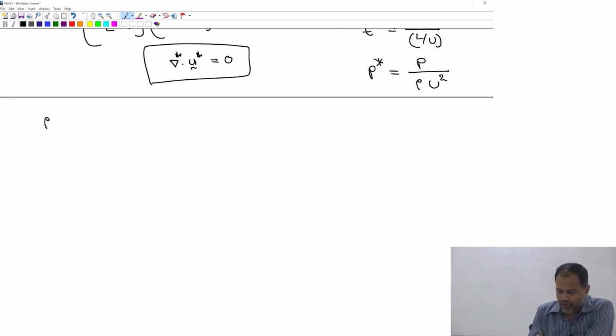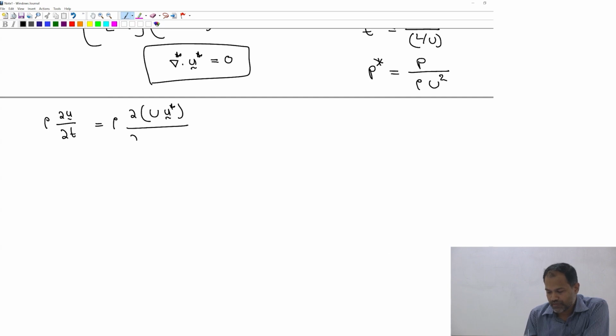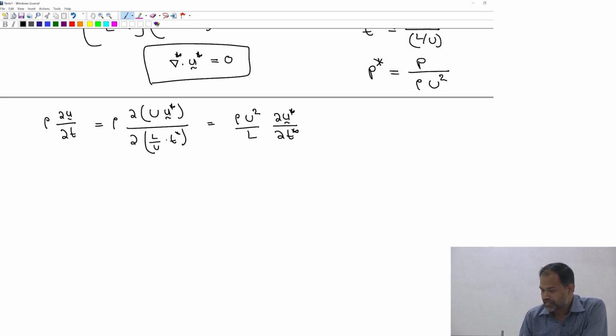First term is rho times dou u by dou t, which is equal to rho times del of u, my characteristic velocity times my non-dimensional velocity, by del t, where we wrote t as L by U times t star. This is going to give me rho U square by L times del u star by del t star. So that is the non-dimensional form of the unsteady term.